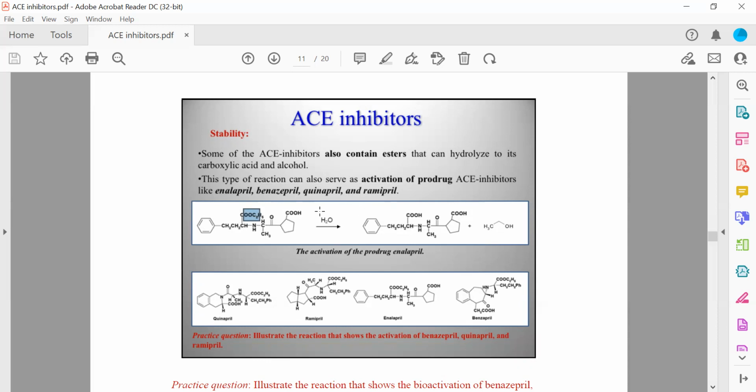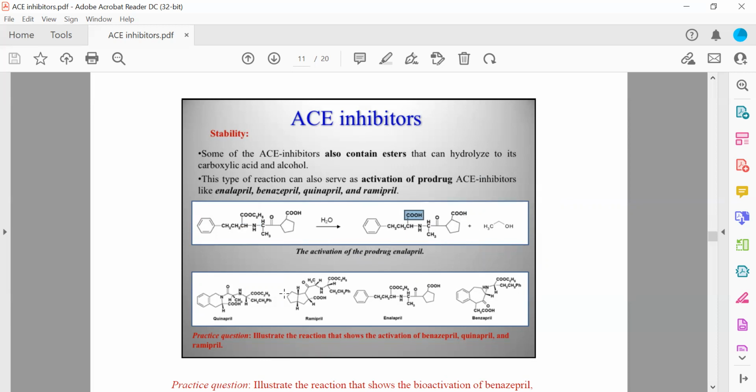So this is something that we've discussed. Remember, this is the active form of enalapril. This one here is an inactive form because the ester cannot form the binding interaction with the zinc binding site. Only the converted free carboxylic acid can interact with the zinc binding site.